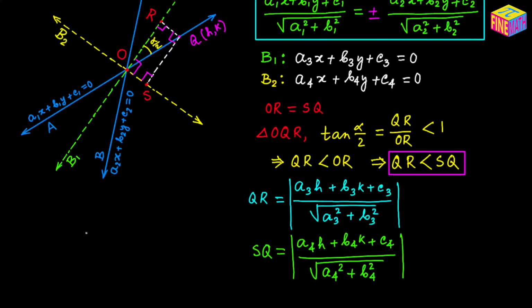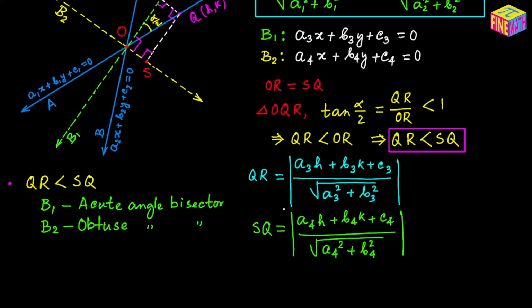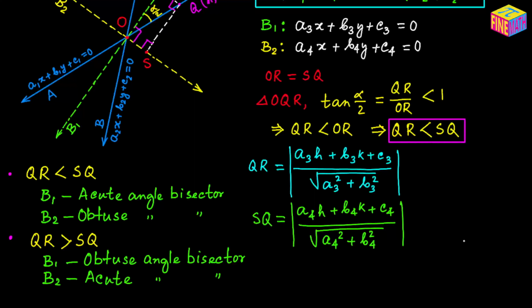So let me make a quick note here, and if it happens to be the other way around, after calculation, if we find that QR is greater than SQ, then obviously B sub 1 will be the obtuse angle bisector and B sub 2 will be the acute angle bisector. I hope everything made sense so far. Next we are going to take an example.